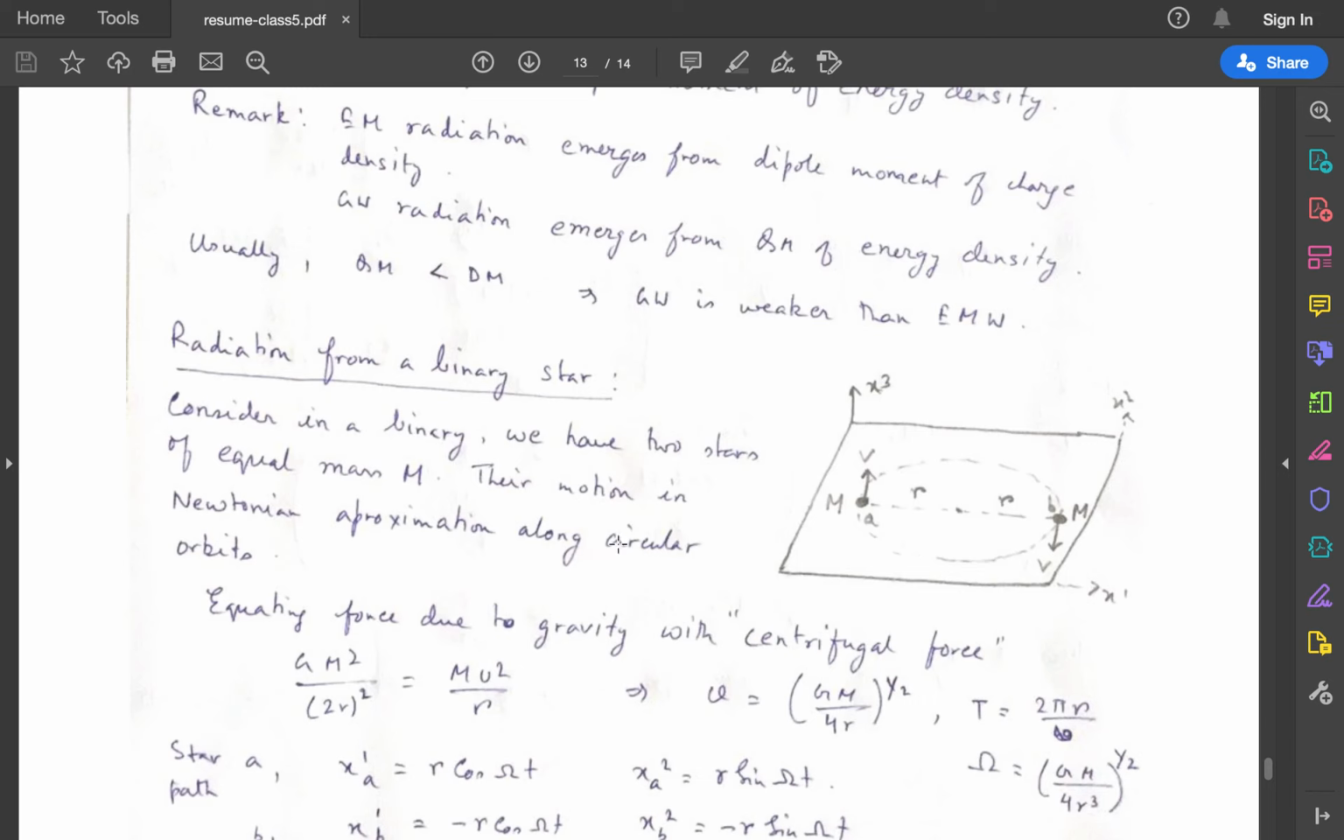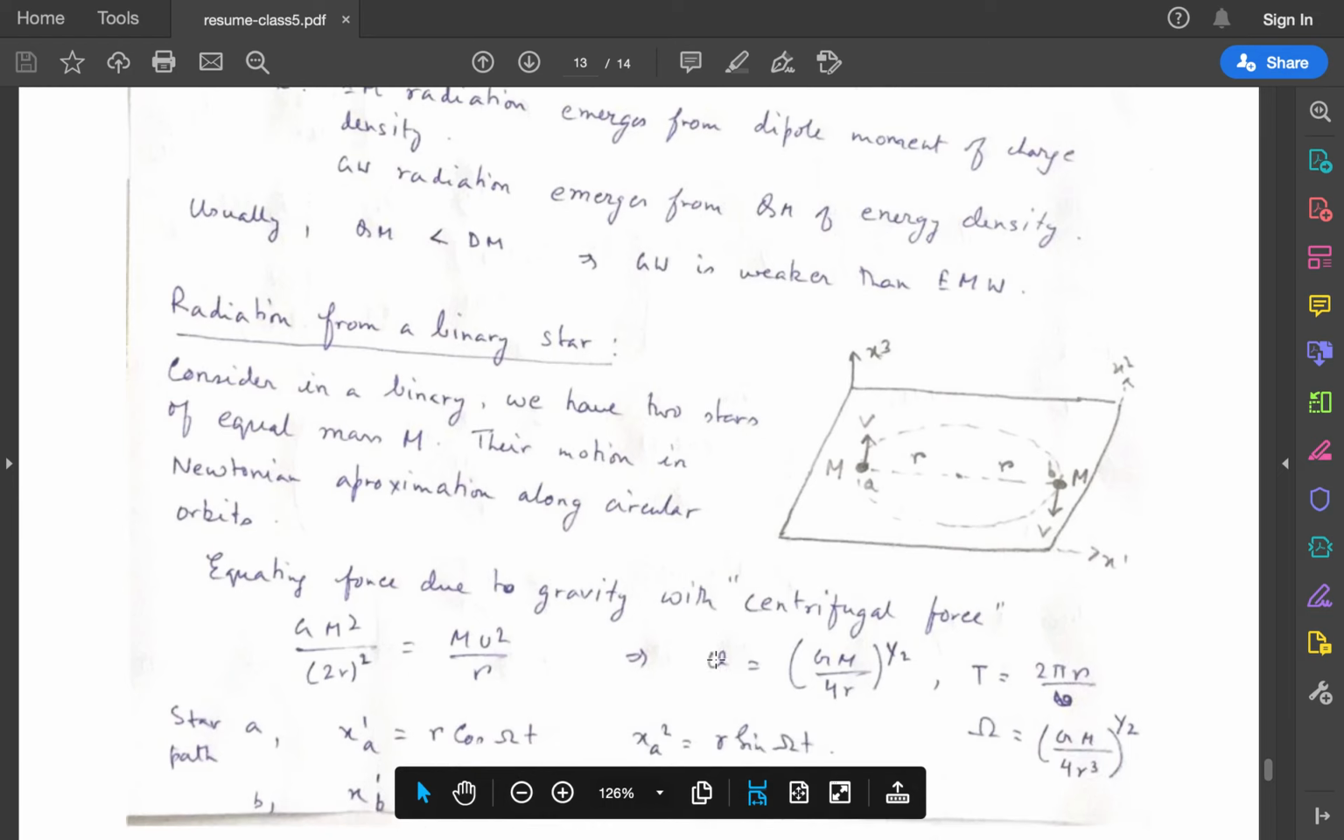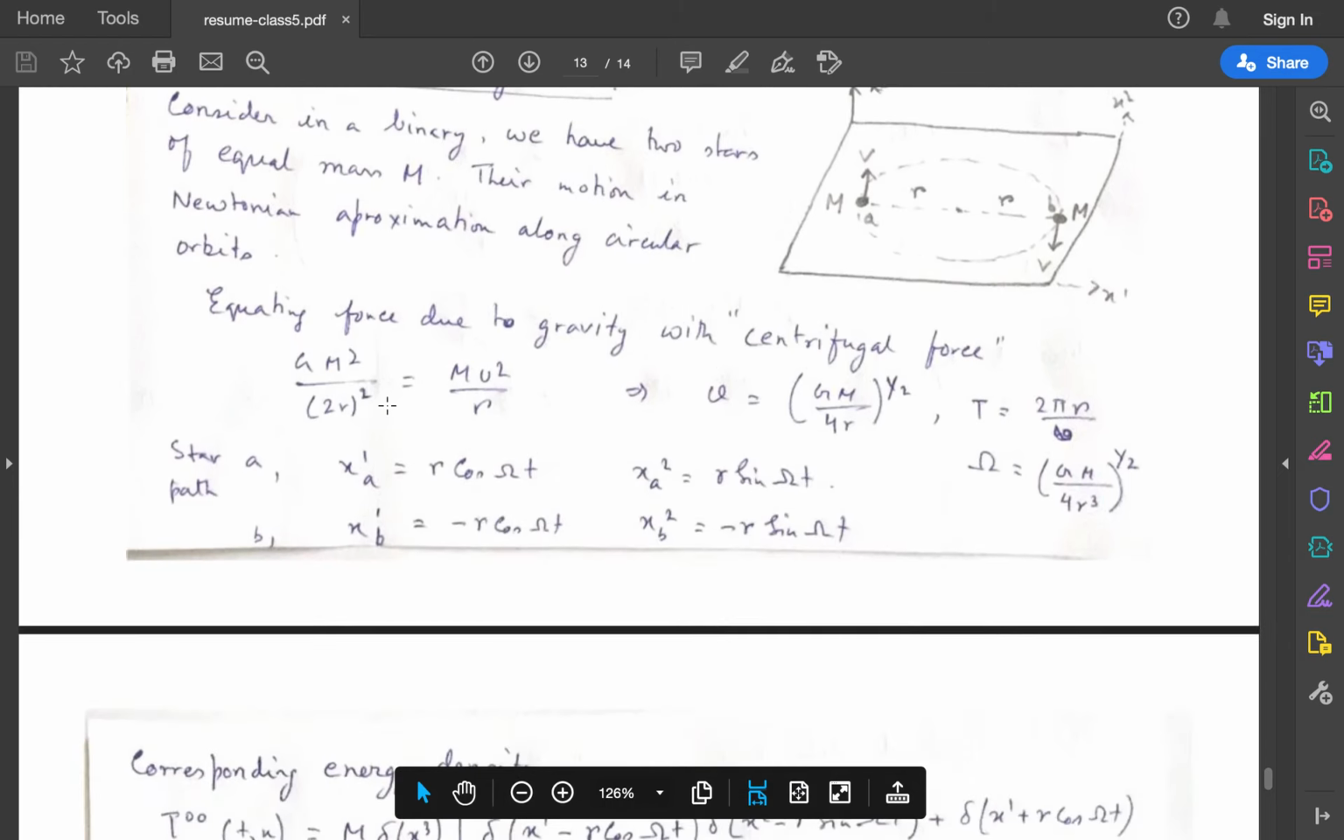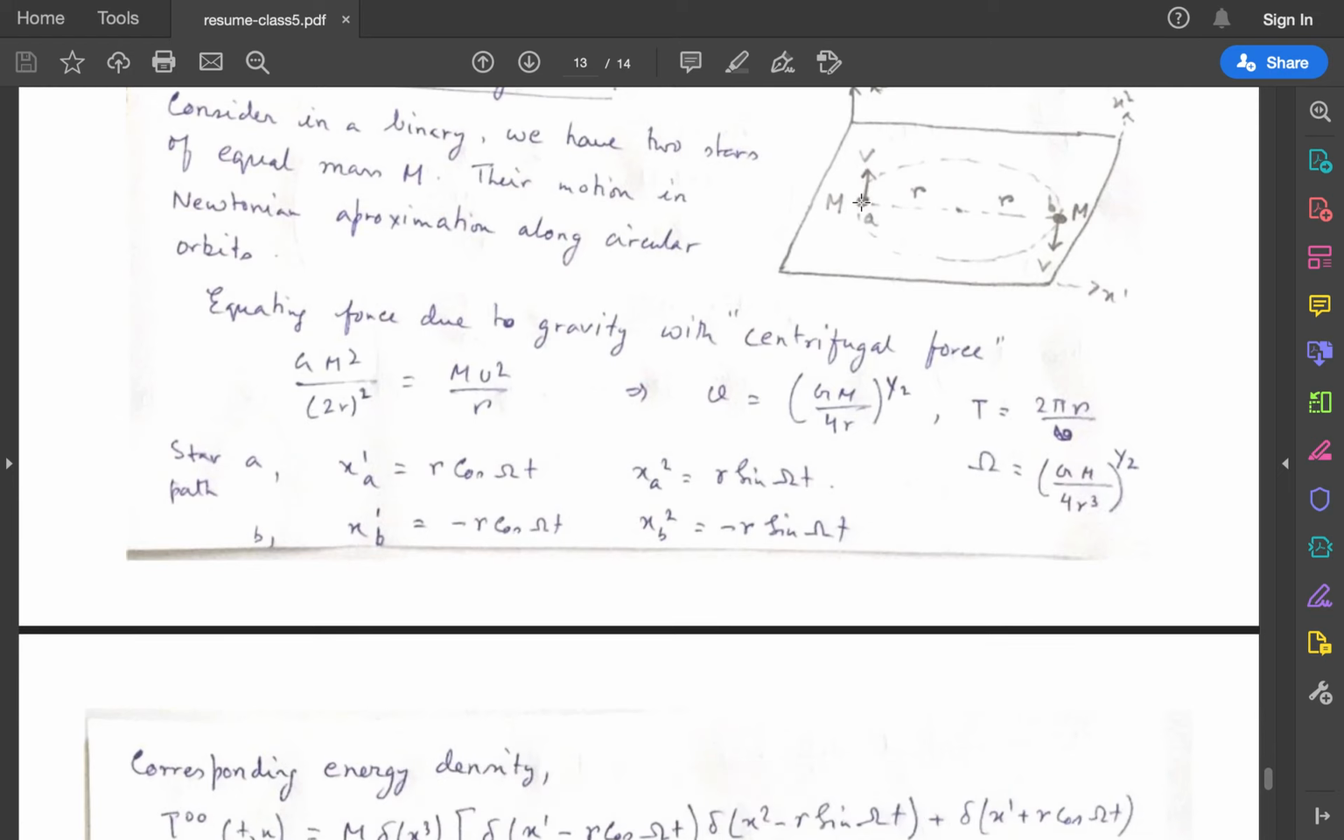So if they are moving in a circular orbit, we can always equate the force due to gravity with the centrifugal force. If I do that, GmM by r square, that means Gm square by (2r) square, because this is the distance between them, equal to mv square by r. V is the velocity of each star. Okay, and if they are moving in a circular orbit, their velocity is constant. So we have assumed a circular orbit to make our life easier. It can even be done for an elliptic orbit.